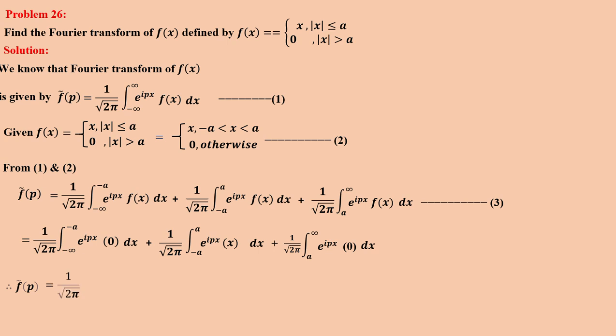Therefore f bar of p is equal to, so first and third integrals become 0. So we will get only the second: 1 by root 2 pi integral minus a to plus a e power i p x x dx. Now we are going to evaluate this integral using Bernoulli's formula. Integral u dv is equal to u v minus u dash v1 plus etc. We know u dash, u double dash are successive differentiations of u, and v1 etc. are successive integrals of dv.